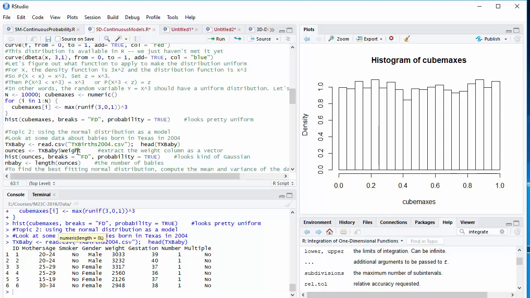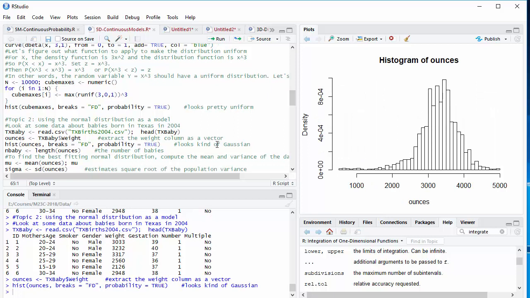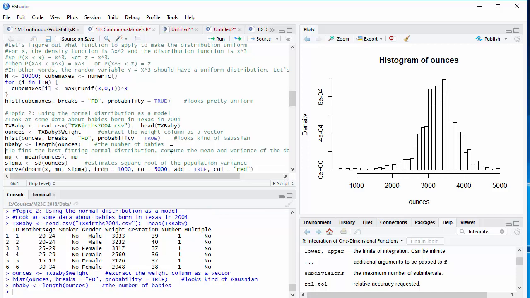I get tired of typing something this long, so let's just copy it into a vector named ounces and look at a histogram. And some folks would say, oh, that's got a big bump in the middle and tails on the side. It looks kind of like a bell curve. Let's check that hypothesis. First, we'd better take the length of that vector to find out the number of babies.